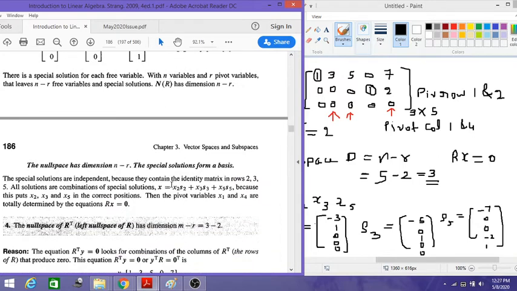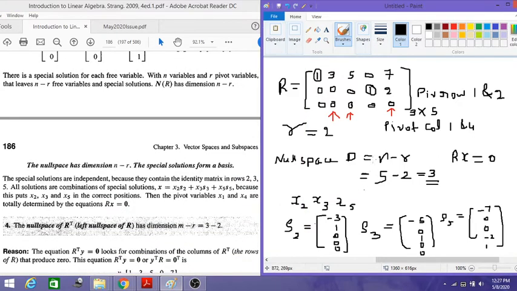Hope you understood the null space dimension. Let me revise. The null space dimension is D equal to n minus R. And what are the basis for this? The basis for the row space was the non-zero rows, for the second point, the column space, the basis were the pivot columns, whereas for the null space, these 3 special solutions form the basis vectors for the null space.